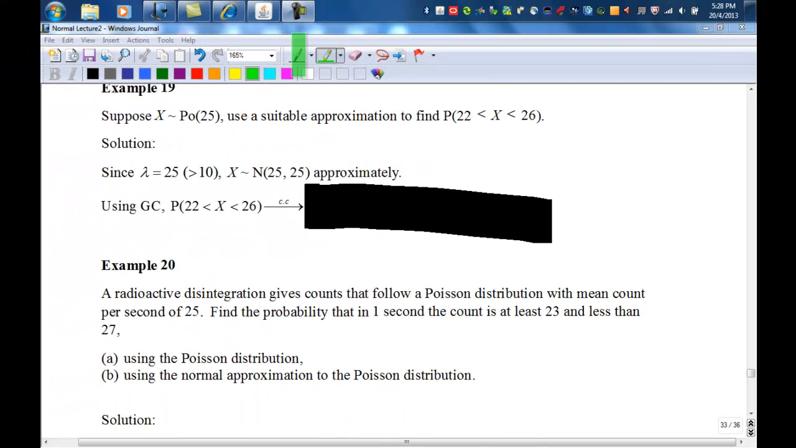Now, in the last example, you have this radioactive disintegration which gives counts that follow a Poisson distribution with mean count per second of 25. Now they want you to find the probability that in 1 second the count is at least 23 and less than 27 by using two methods. A. Use the Poisson distribution. B. Use the normal approximation to the Poisson distribution. So how can we do this?